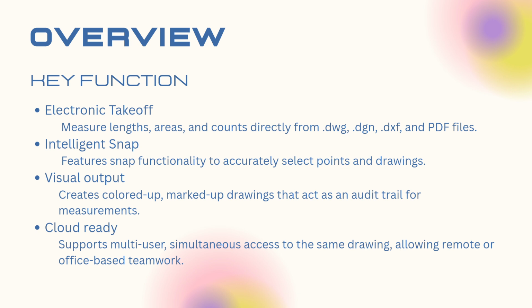First thing is electronic takeoff. It measures lengths, areas, and counts directly from .dwg, .dgn, .dxf, and PDF files. Secondly is intelligent snap. Intelligent snap features snap functionality to accurately select points and drawings. Thirdly is visual output. Visual output creates colored up, marked up drawings that act as an audit trail for measurements. Lastly is cloud ready. It supports multi-user simultaneous access to the same drawing, allowing remote or office-based teamwork.